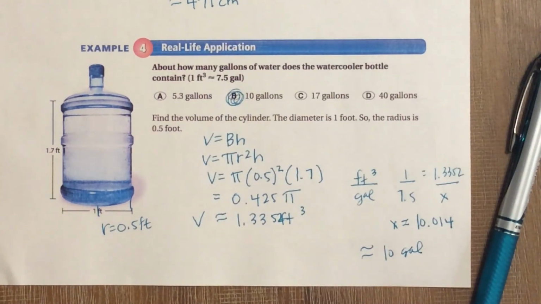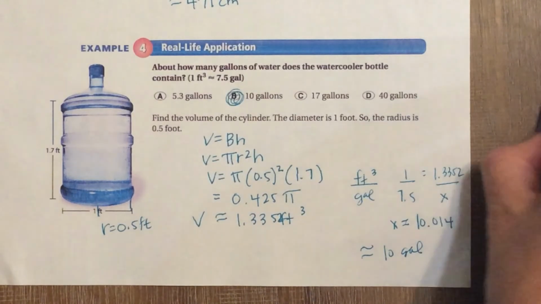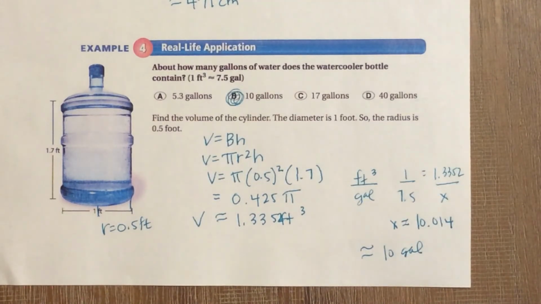Okay? So very similar to what you already know how to do, just a little bit of an extension. Use the pi button. Use your scientific calculators. Leave things in terms of pi until the very end, and you should be okay.